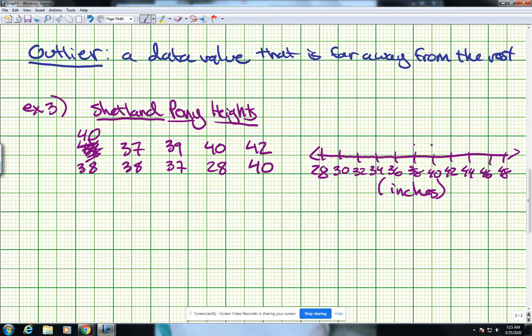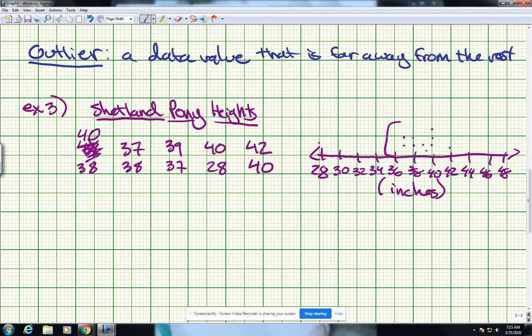Then we have a 38. Then we have a 37. That's going to be right in between here. 38, 39, 37, 40, 28, 42, 40.